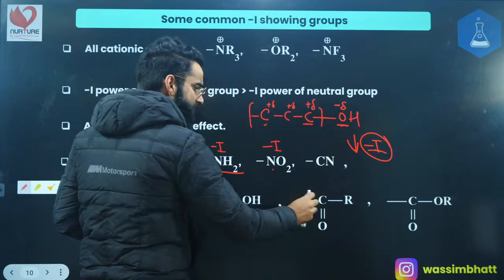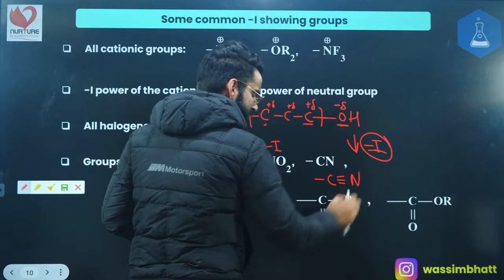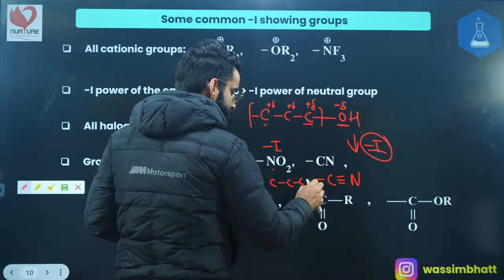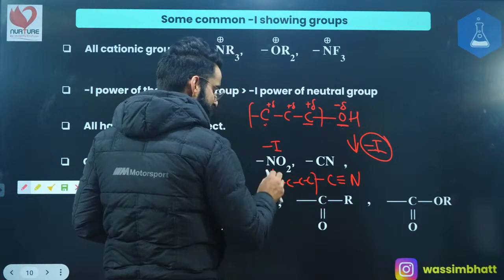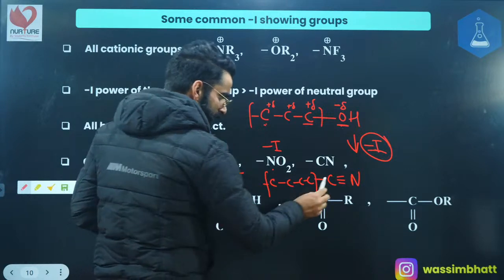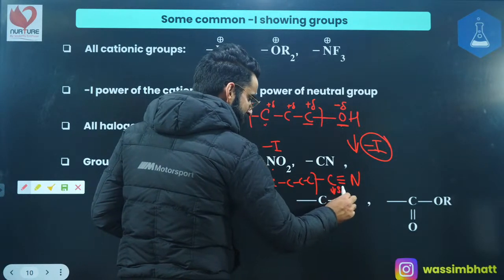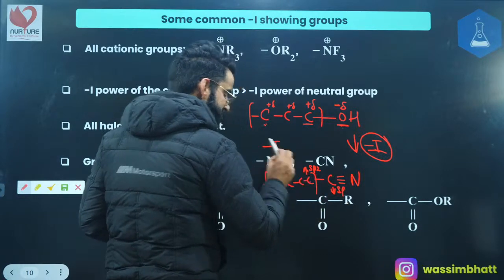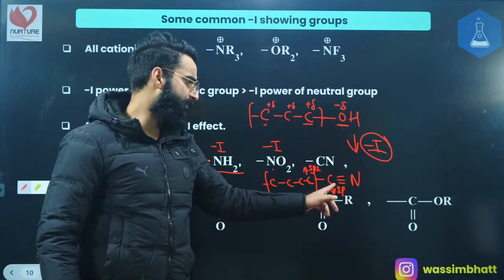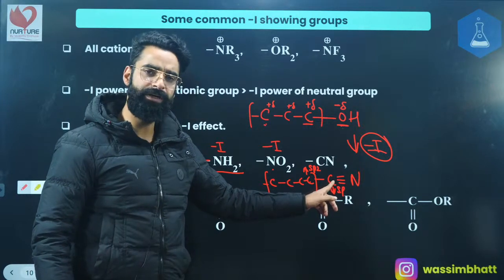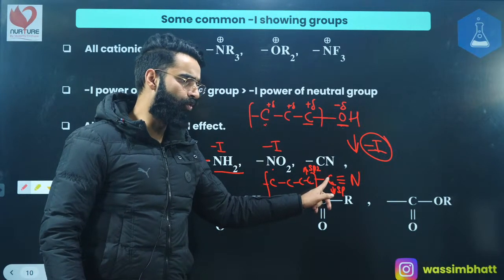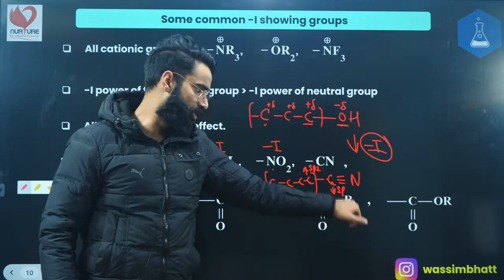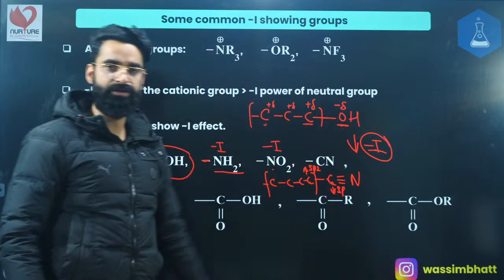This is CN, correct? This is basically C triple bond N. When it is attached with the carbon chain, let's say this is the carbon chain, this carbon is sp hybridized. This carbon is sp2 hybridized. More is the S character for this carbon, more S character means more electronegativity. So the electronegativity of this carbon is more. If the electronegativity of this carbon is more, it's going to drag the sigma electron density towards itself, due to which this CN group again shows minus I effect, right?